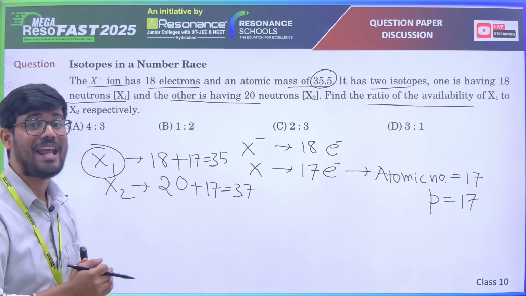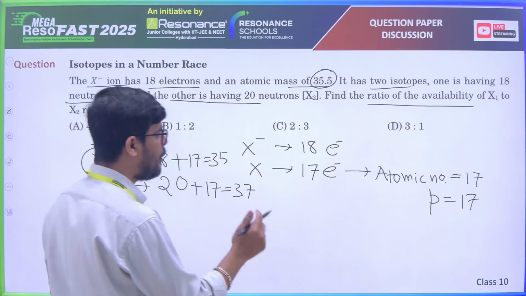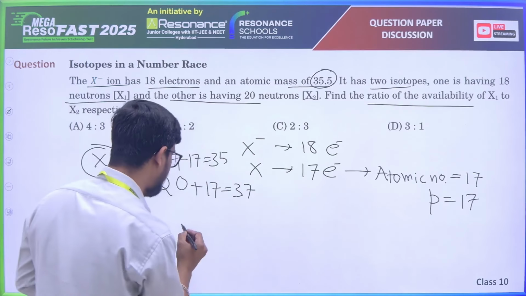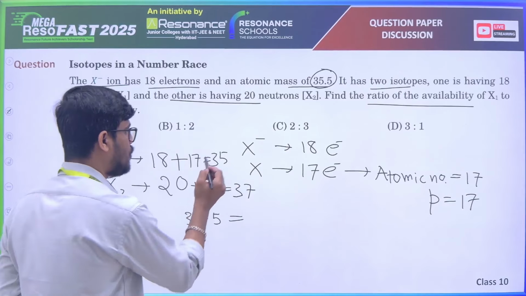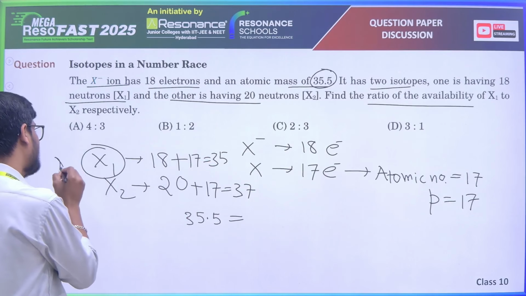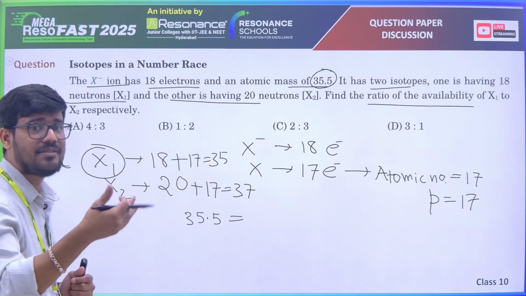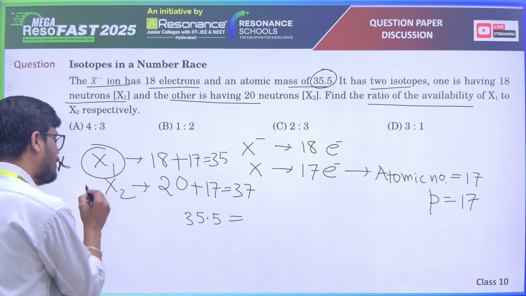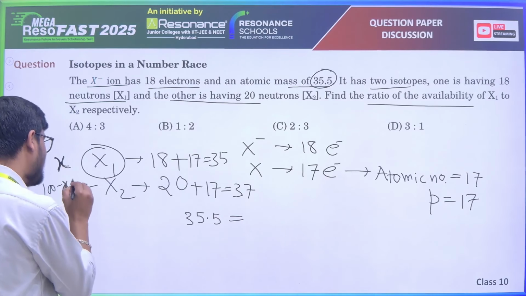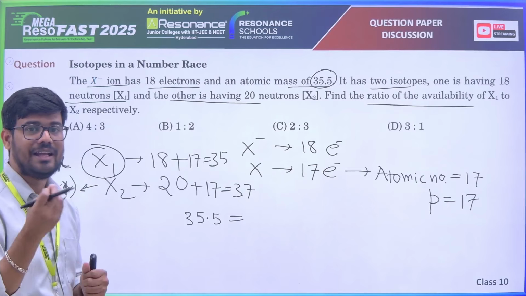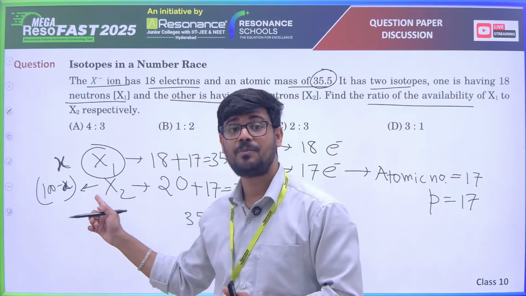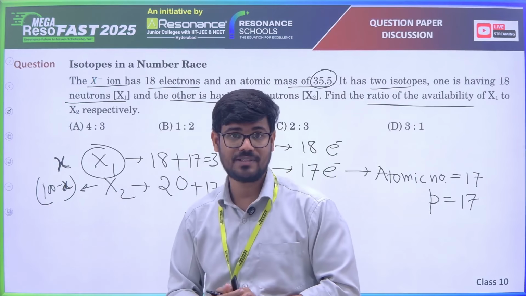Now how will we calculate the average atomic mass? For that we have one formula. The average atomic mass, which is 35.5, is equal to the weighted sum of the isotopes. Let's assume the X1 isotope is present as small x percent. Then the X2 isotope will be present as 100 minus x percent, correct? If the abundance of X1 is x percent, then the abundance of X2 will be 100 minus x percent.